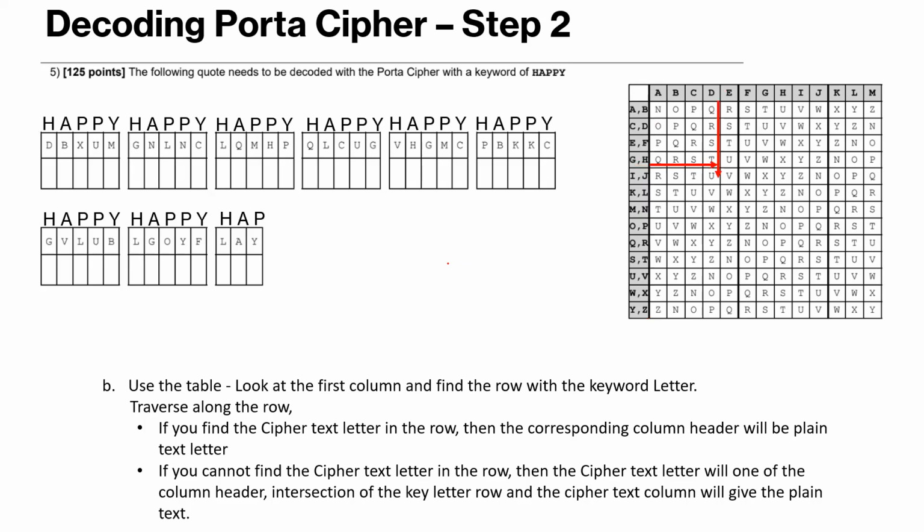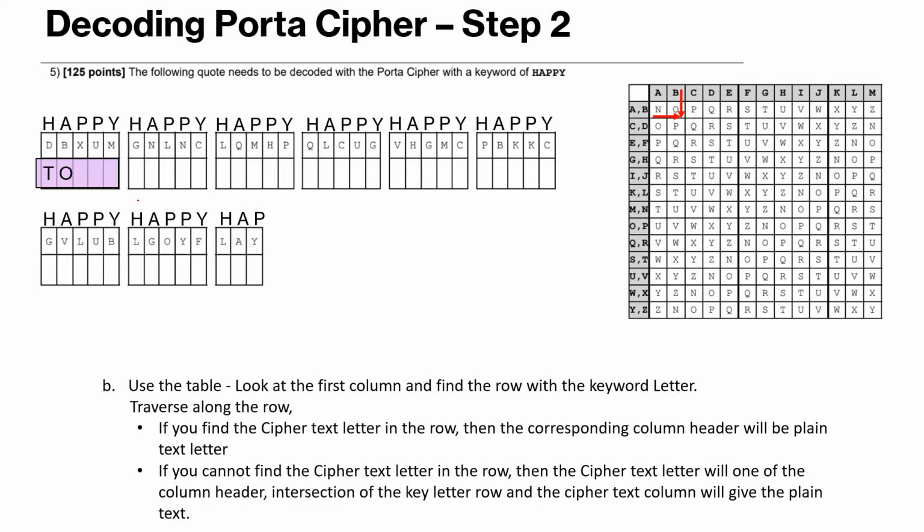We will go through a couple of more examples. So next we are looking for the A row, which is the first row out here. And we are looking for B. We don't have B anywhere in this row, so we start looking at the column headers. There is a column header B, and the intersection of this row and this column header is O, which is the plain text for B cipher.